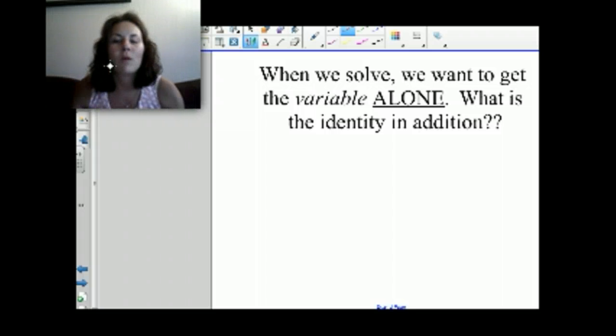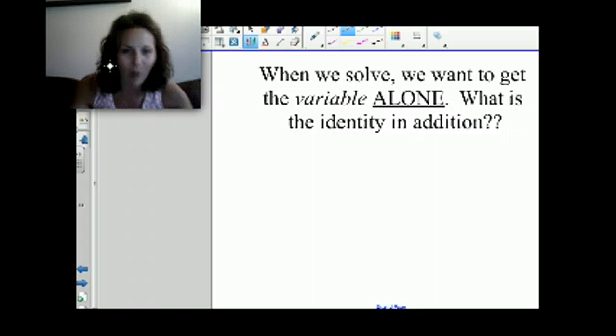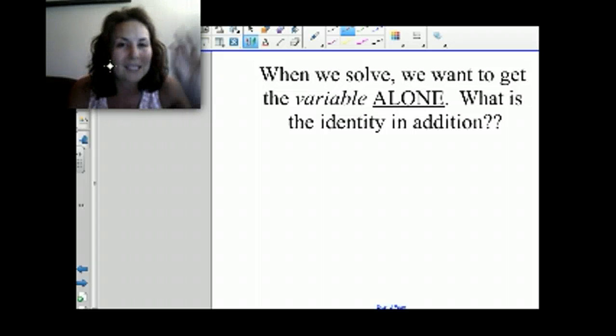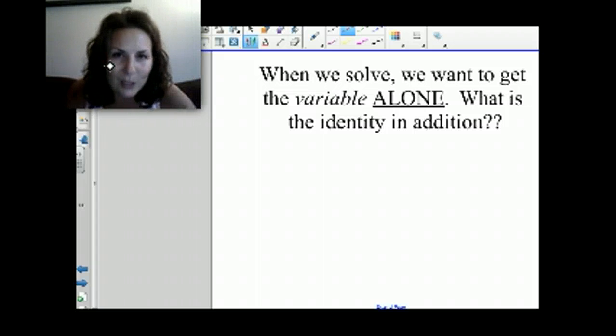When we solve, we want to get the variable alone. Okay? We want to get the variable alone. That's what solve means. I will ask you this about 400 times this year in class. What does solve mean? Your answer to me is get the variable alone.